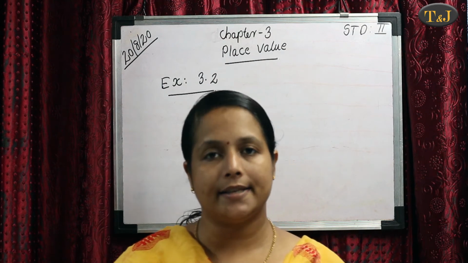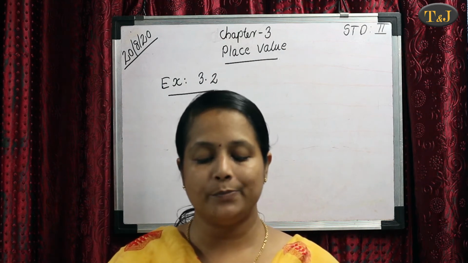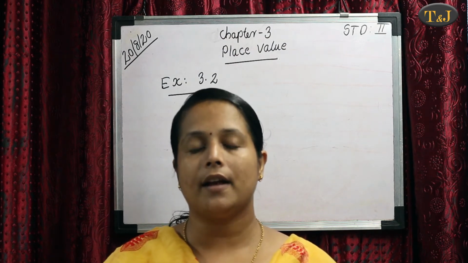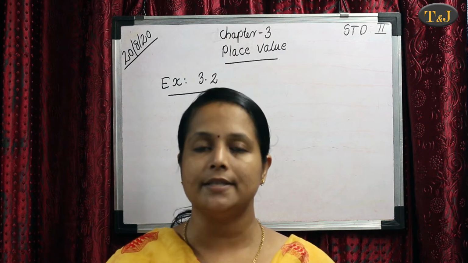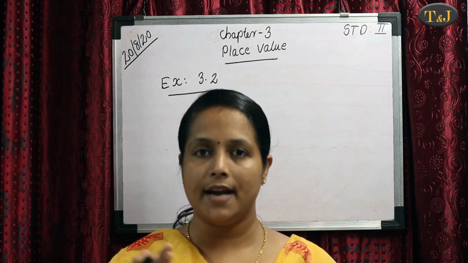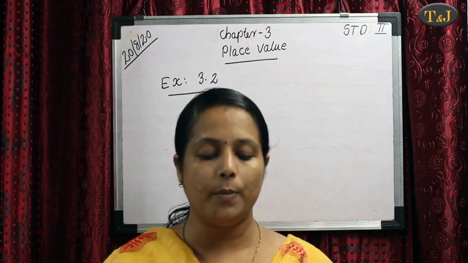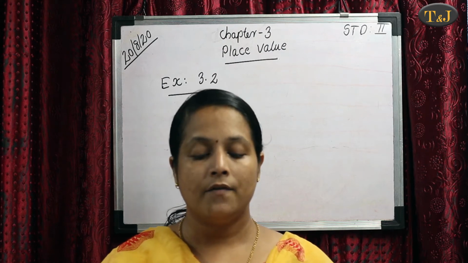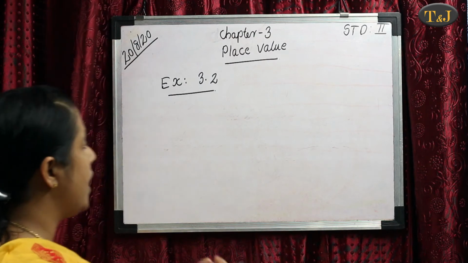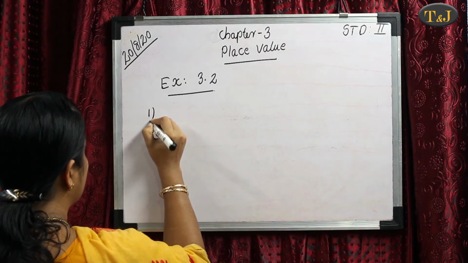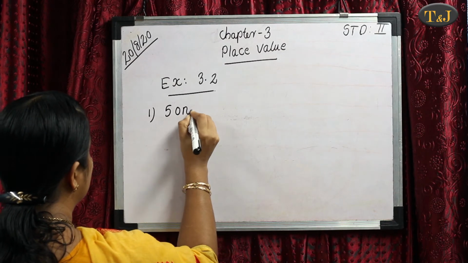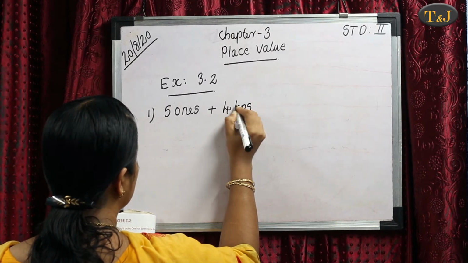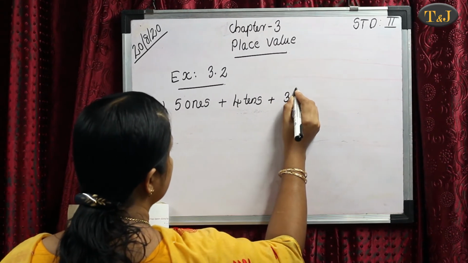Okay. Next we are discussing exercise 3.2. First problem, 5 ones plus 4 tens plus 300. First we arrange in correct order. That means our order is ones, tens, hundred. In that problem, 5 ones. First given ones, then tens, then hundred. First problem is 5 ones plus 4 tens plus 3 hundreds.